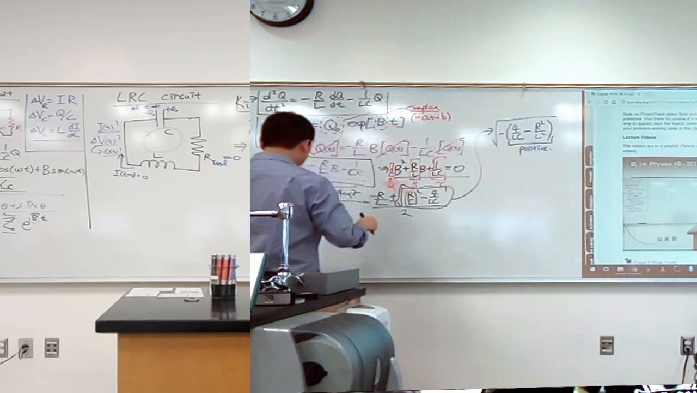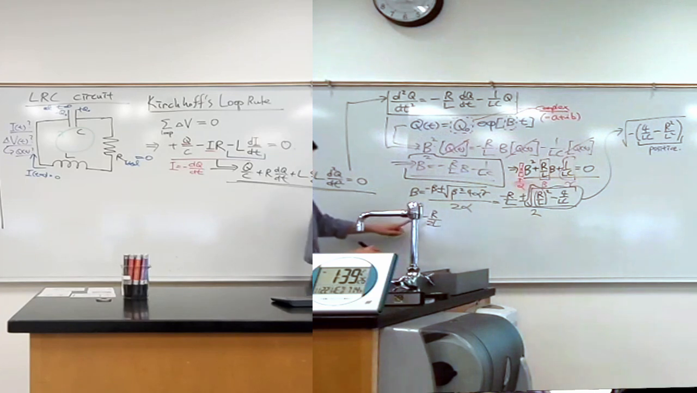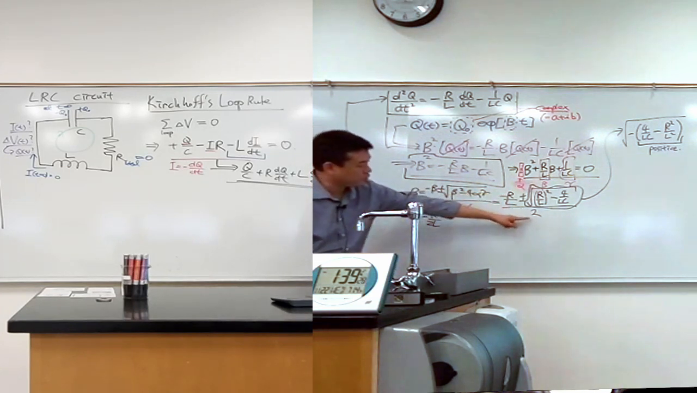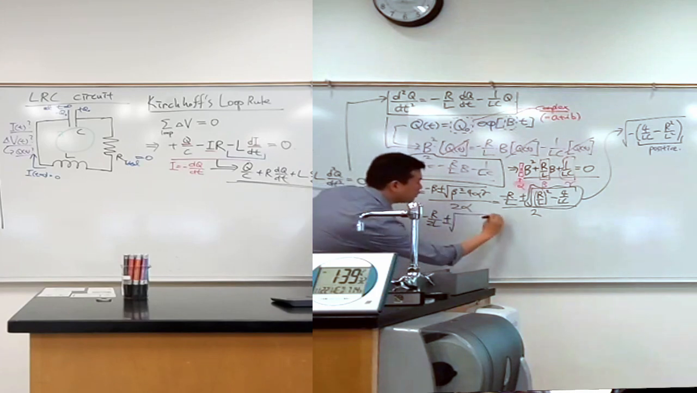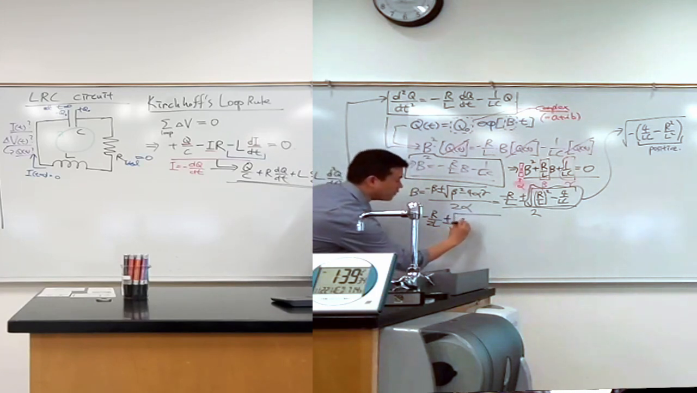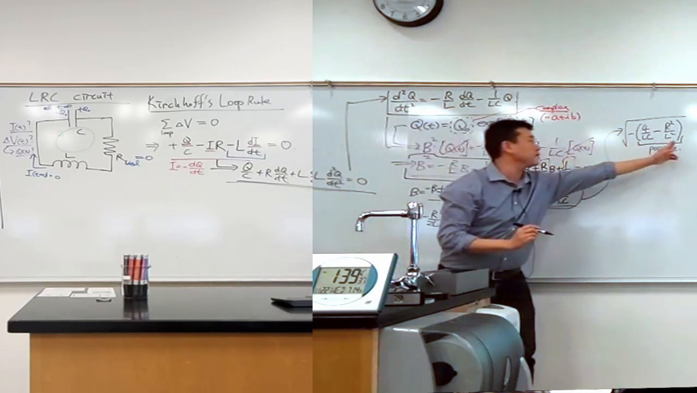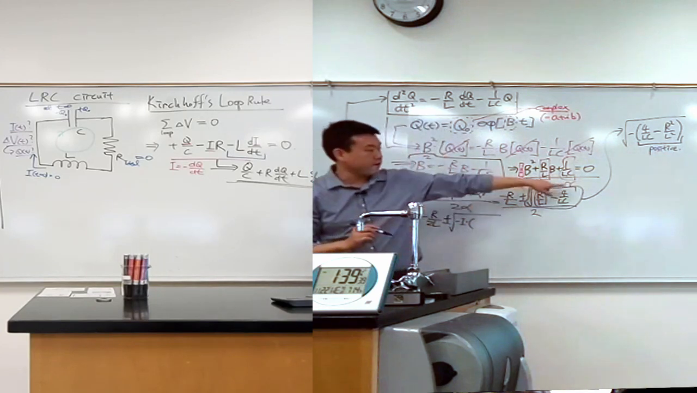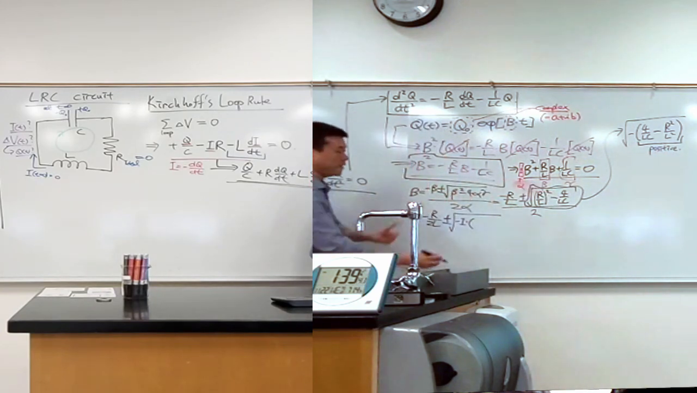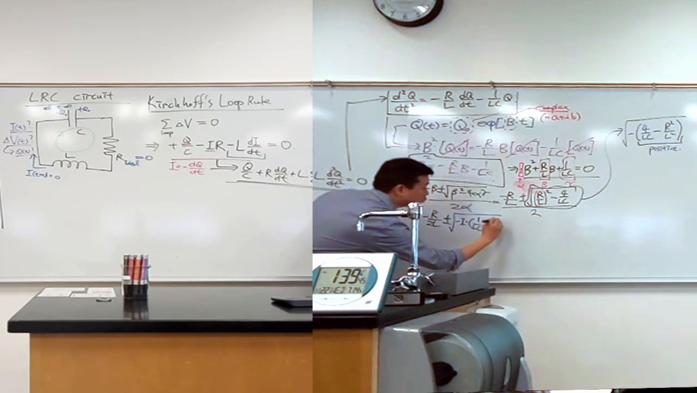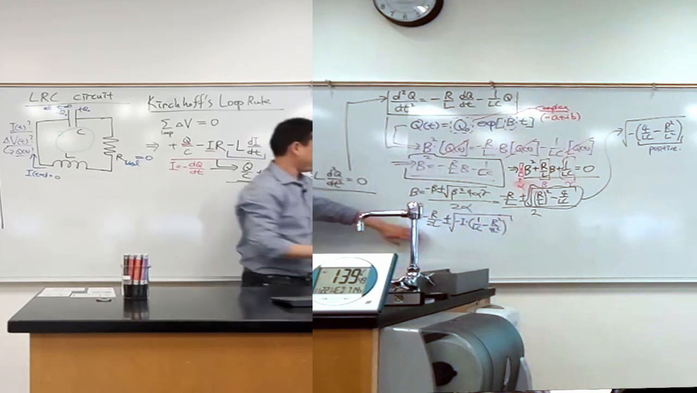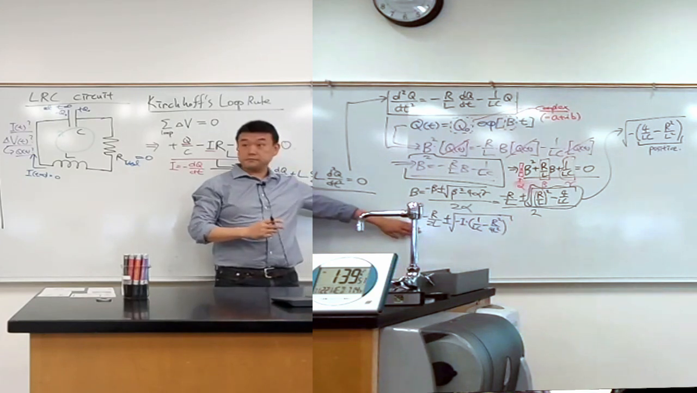So let me do that simplification here. So I already wrote down minus R over 2L. So it's going to be plus minus square root of minus 1 times this quantity here, with the 2 already factored in. So it's going to be 1 over LC minus R squared over 4L squared. Everyone okay with this expression?